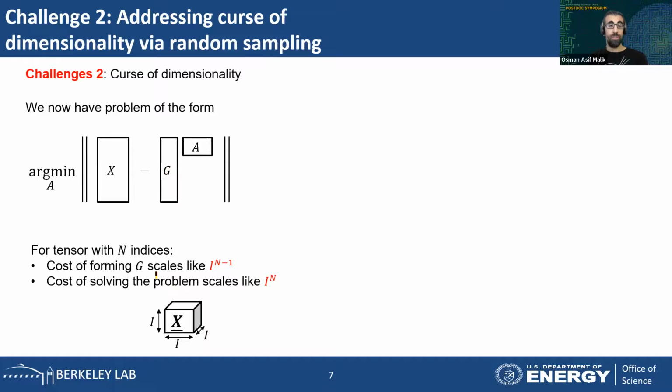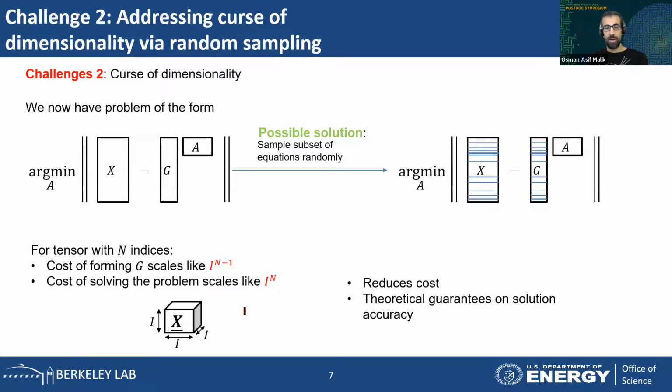And once we've formed G, and we have X and A formed as well, or X is what we're solving for, so we don't need to form it, but we have X and G formed, then the cost of solving this least squares problem itself using a direct method like, say, a QR-based method, it scales like I to the n. So here we have this curse of dimensionality. So in particular, we have this exponential dependence on the number of modes. And this is a problem that we tackle.